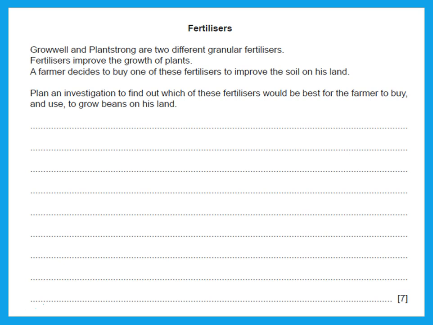Are you getting better at that? Okay, another question about fertilizers. He's saying we have 2 types of fertilizers. The fertilizers improve the growth of plants. A farmer decides to buy one of these fertilizers to improve the soil on his land. Plan an investigation to find out which of these fertilizers would be best for the farmer to buy to grow beans on his land. So he wants to know which of these fertilizers is better to grow beans. So what should we do?